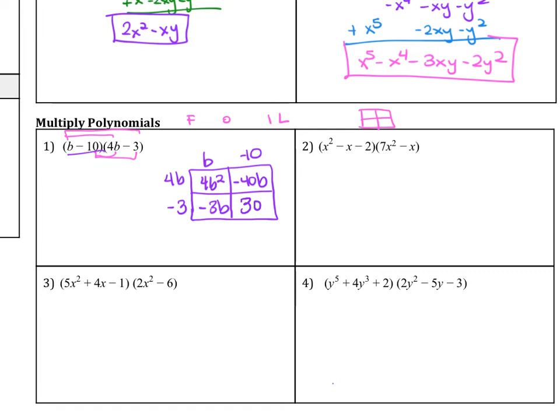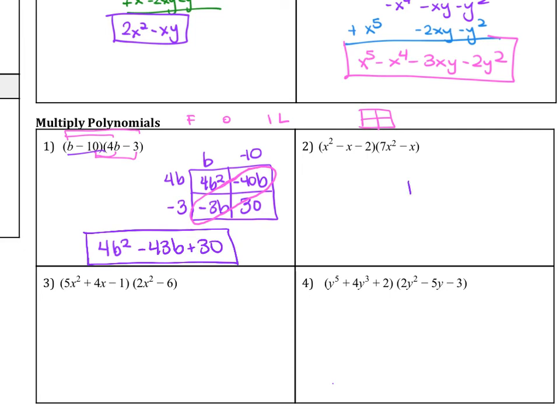Now what's nice about the box method is that you can see we want to combine like terms, and so we notice here that those are like terms. It's not always a diagonal, but a lot of times it is. So just be careful with that. In this case, it is like terms. So when we write this out, this is going to be 4b squared because we want to write it in standard form. And then we have negative 40 minus 3, that's a negative 43b. And then if there's no sign here, a plus 30. So that is the answer.